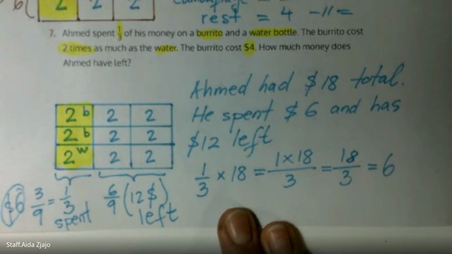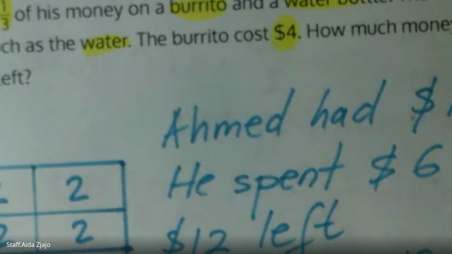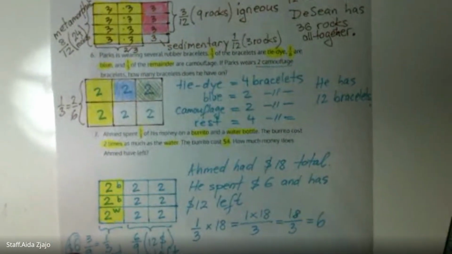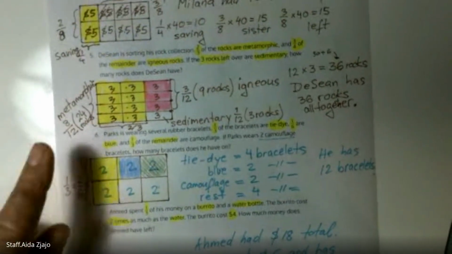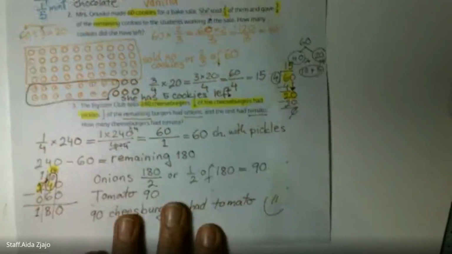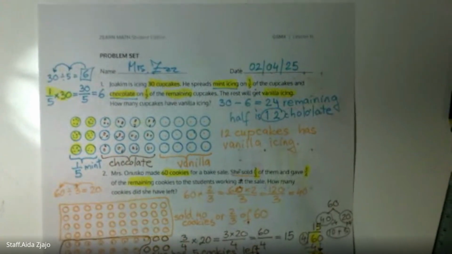Okay, so that was 7 problems in lesson 16, grade 5, module 4. Let's see how much work we have done. So this was number 7. We did 6. We did 5. We did 4. Then we did 3. We did 2. And we did 1.